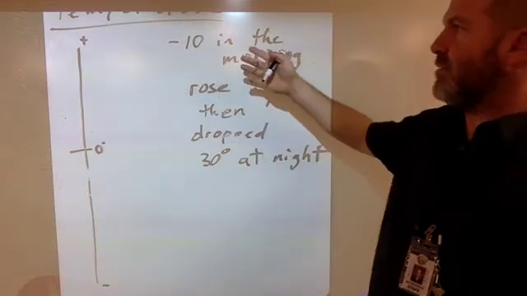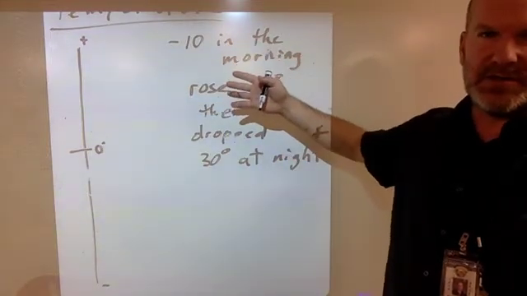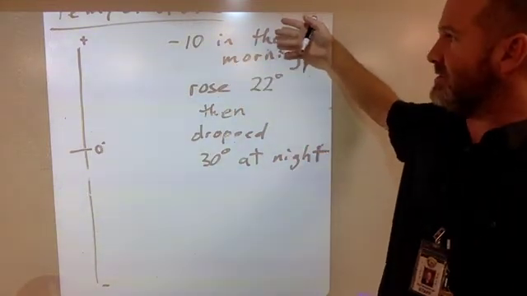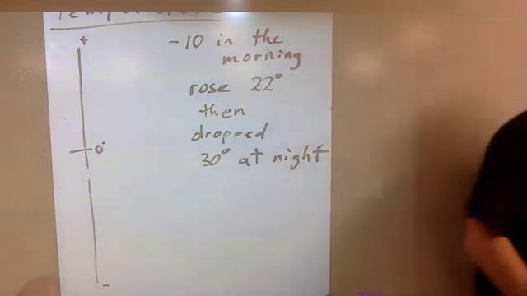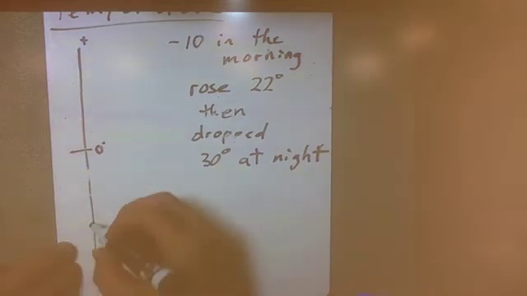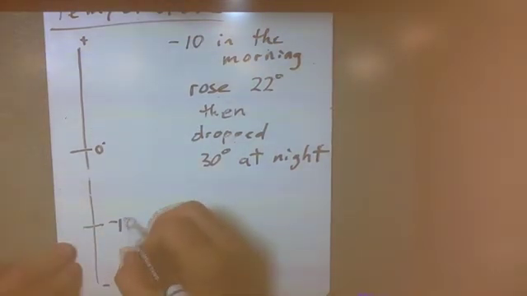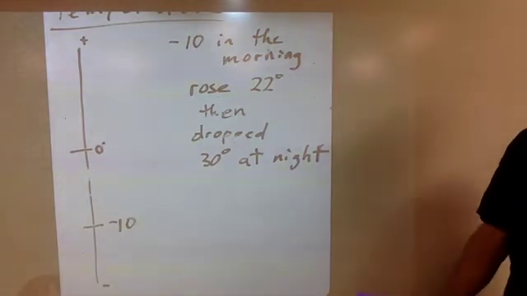So you have a starting point, just like with the money in the bank, you had a starting point. With temperature, you have a starting point. In this case, it's -10 degrees. So you're way down here, you wake up in the morning, and it's 10 degrees below 0. And then it rose 22 degrees.